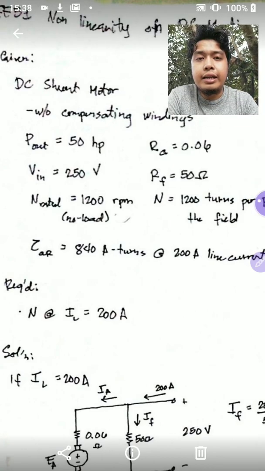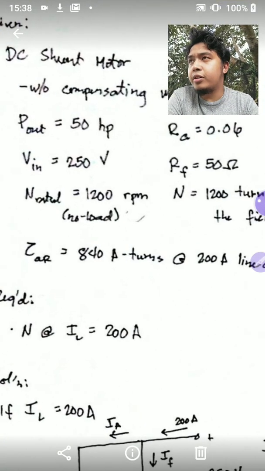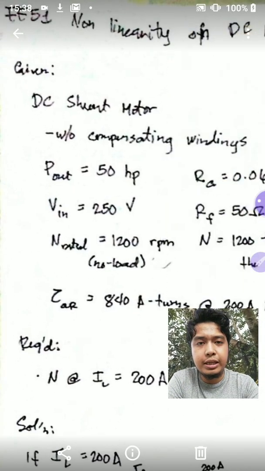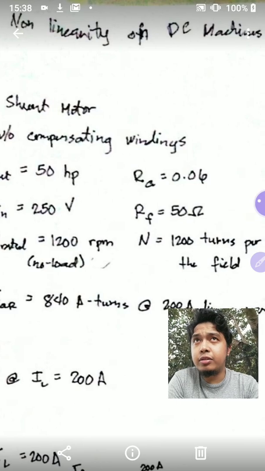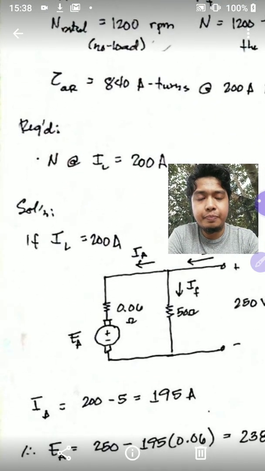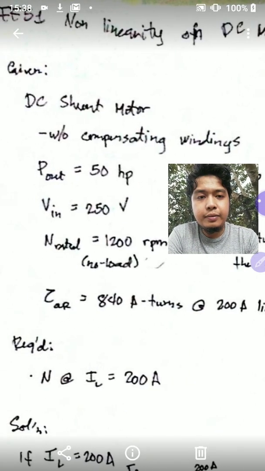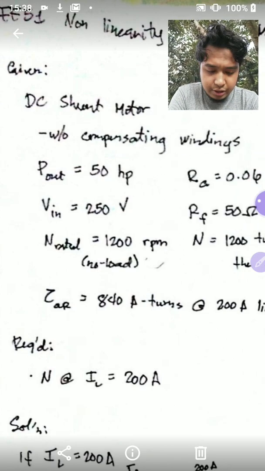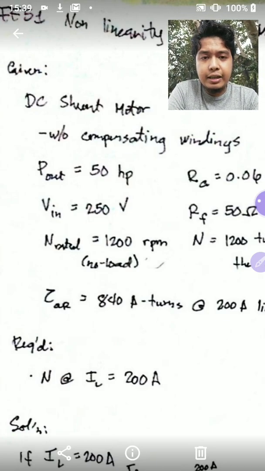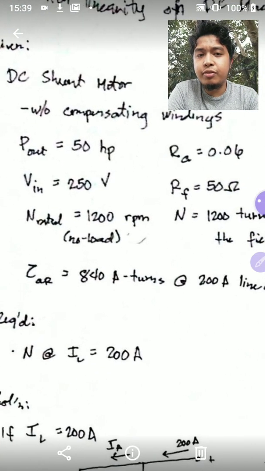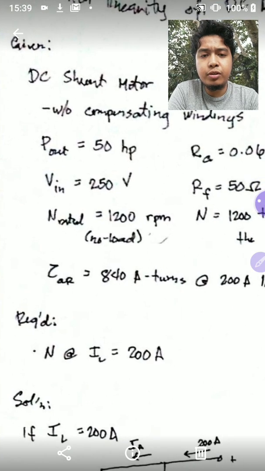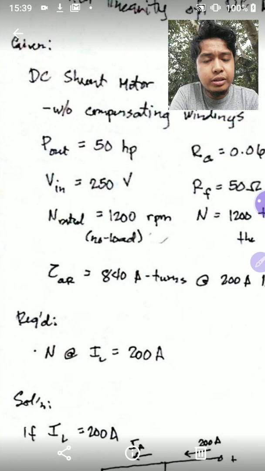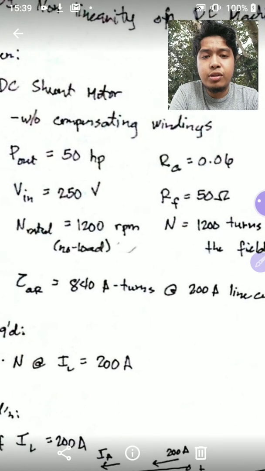Okay. I'll be using an example of a DC shunt motor to demonstrate the nonlinearity in DC machines. This is basically a DC motor without compensating windings. You have this in your slides. The output power is 50 horsepower with an input of 250 volts. That's basically the voltage at the terminals. The no load rated RPM is 1200.